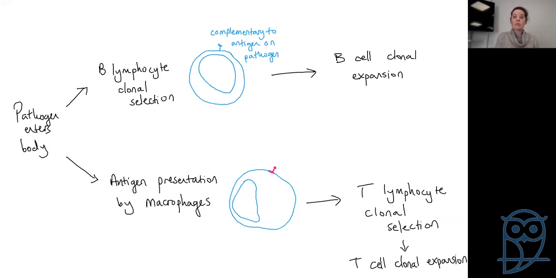So our B cells respond directly to the antigen on the pathogen. When we're complementary, then we get expansion, clonal expansion. Now we've got lots of B cells that want to fight that pathogen. For the T lymphocytes, we have the macrophage on the way. The macrophage must present that antigen from the pathogen. Then we have the stimulation of the T lymphocytes, clonal selection of the one that's complementary, and then expansion of that particular clone. So that now we've got lots of B cells and lots of T cells that are ready to fight this particular pathogen with its particular antigen. Because remember, antigens are specific. So different pathogens will have different antigens.